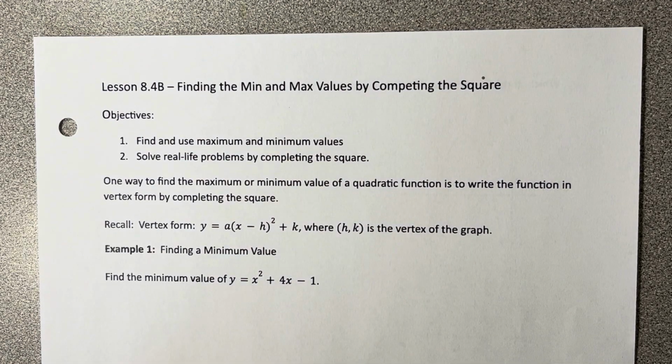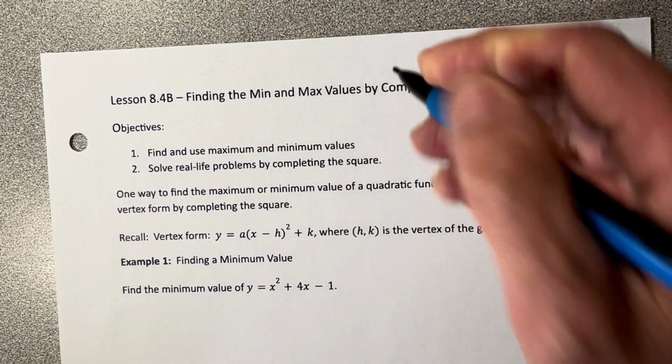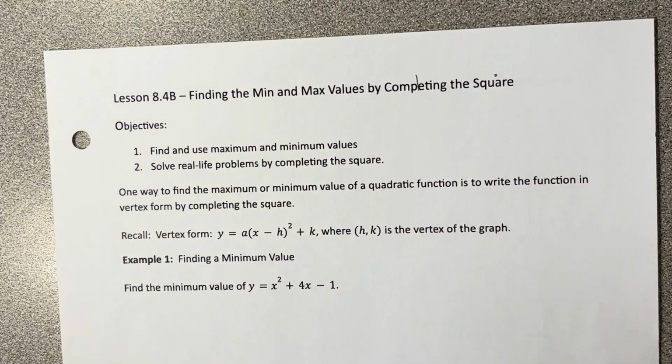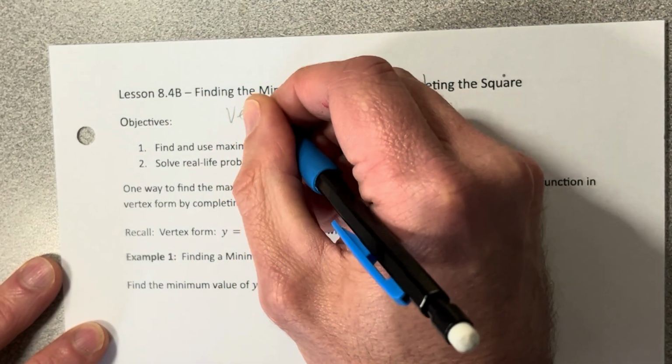Hello, Algebra 1. Today we're going to look at 8.4b, finding the minimum and maximum values by completing the square. Probably a better name for this lesson is Vertex Form.